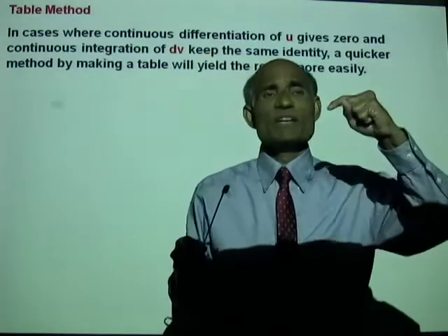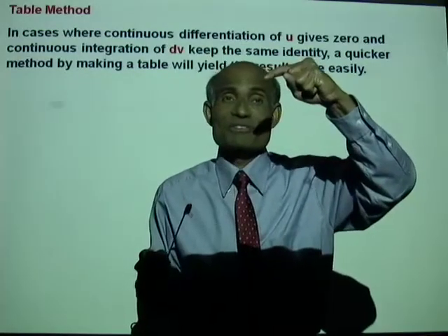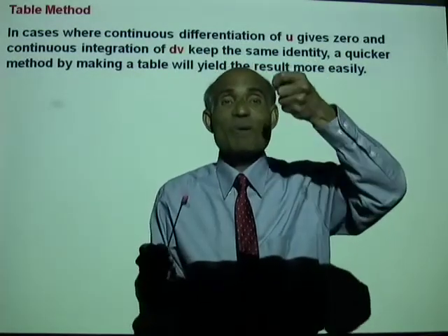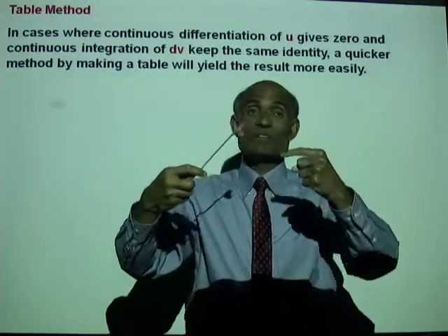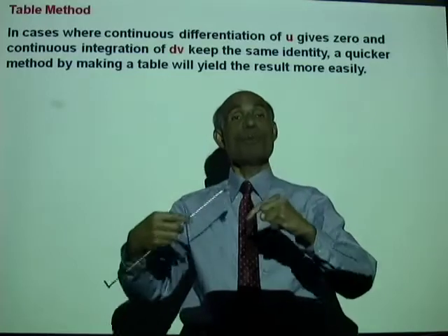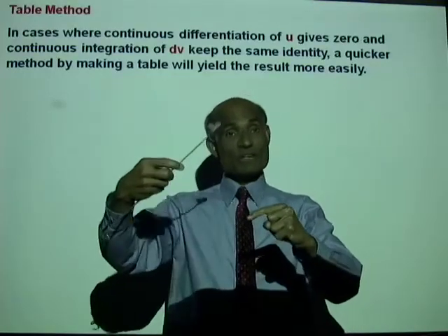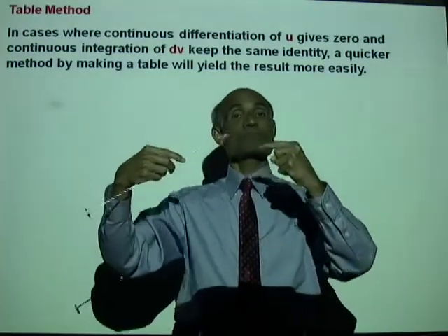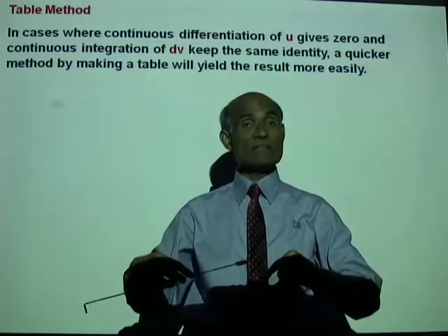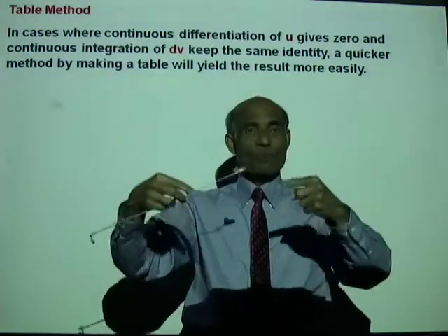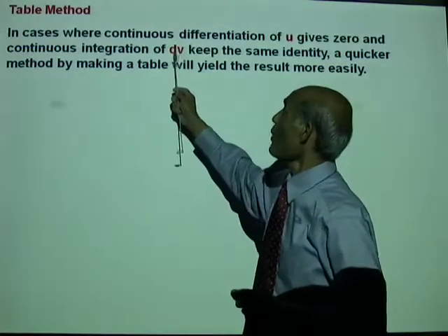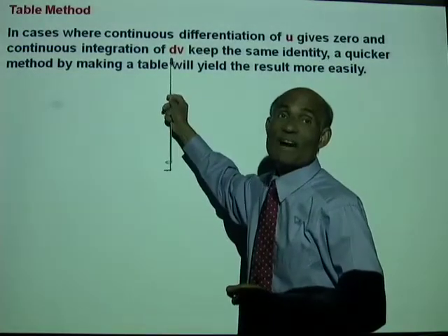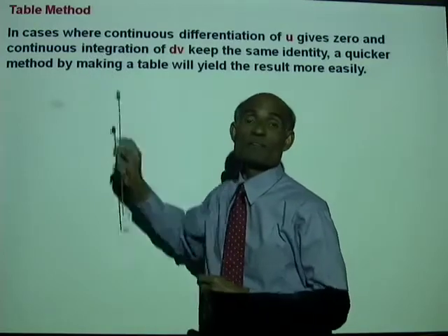You see, e to the power of 2x, when you integrate, you get e to the power of 2x over 2. And when you integrate that, you get e to the power of 2x over 4. And if you integrate that, you get e to the power of 2x over 8. You can see the same form keeps coming back every time. And that is the form of dv that will suit the table method.